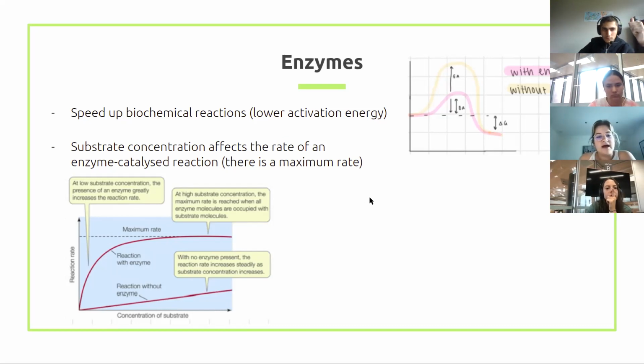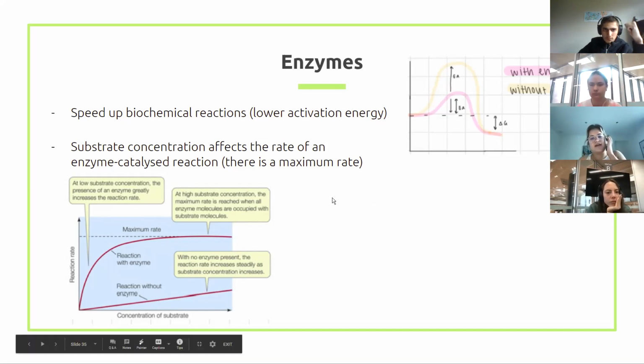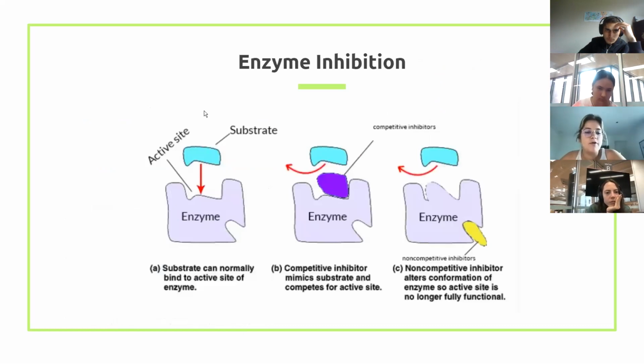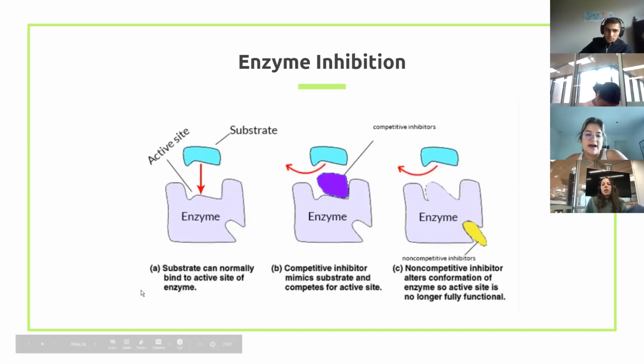And then the last thing about enzymes, which you would have probably seen before, is the different types of enzyme inhibition. If we start with part A, that's just showing how our enzymes normally bind to our substrate. Of course, the key word is the active site. So the substrate will bind directly into the enzyme's active site.